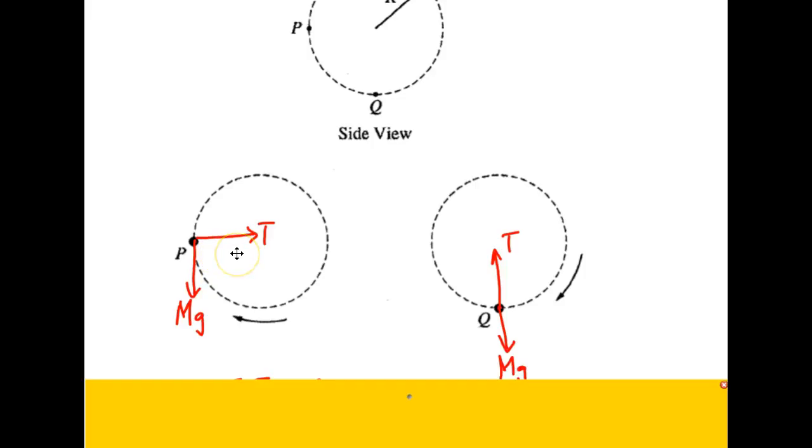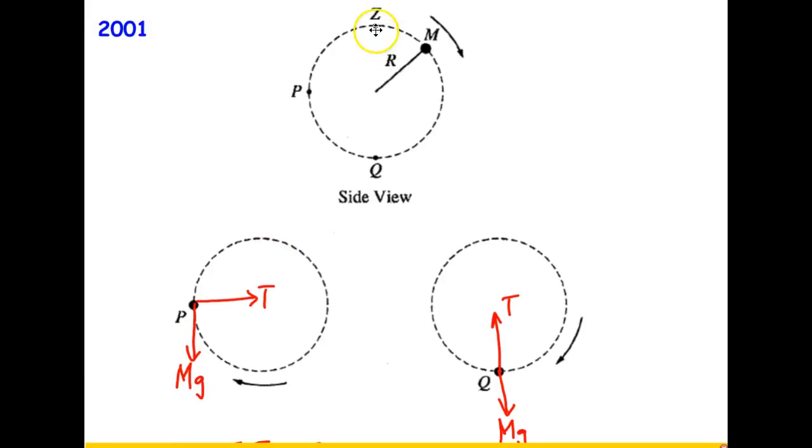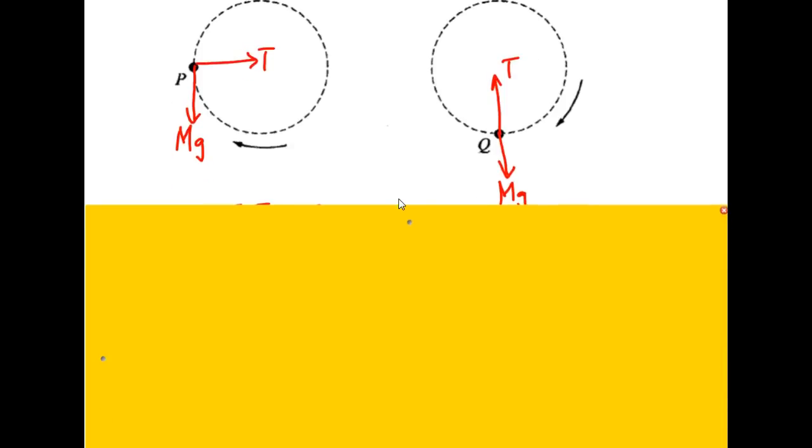B, derive an expression for Vmin, the minimum speed the ball can have at point Z, which is the top of the circle, without leaving the circular path. Well, the minimum speed, if we were to imagine the free body diagram up here at Z, would be the weight straight down and the tension straight down. But at the minimum speed, the string would become slack, so there's no tension in the string.